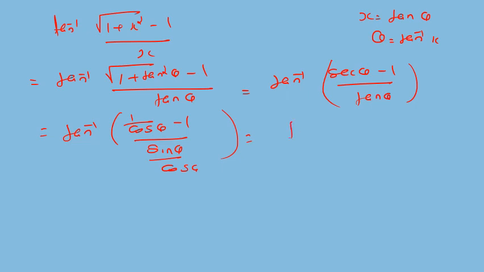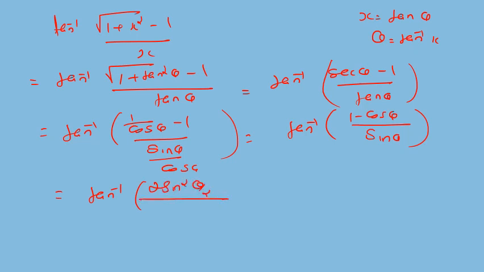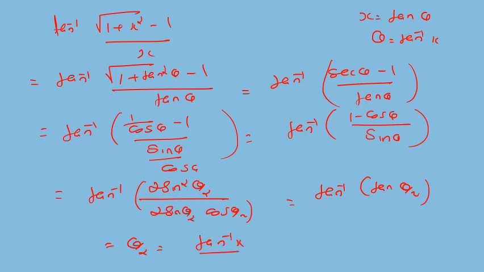So we can write it as tan inverse of 1 minus cos theta by sin theta, after taking LCM. 1 minus cos theta is actually 2 sin squared theta by 2. Sin theta is 2 sin theta by 2 cos theta by 2. So the answer is tan inverse tan theta by 2. Tan inverse tan theta by 2 is theta by 2. Theta is tan inverse x. So the answer is half tan inverse x.